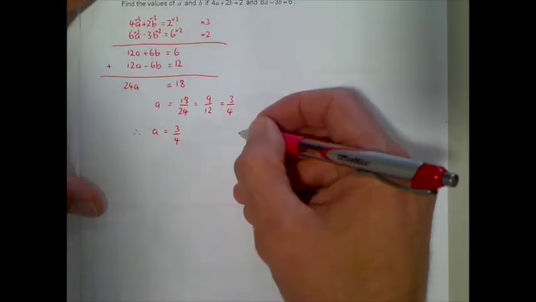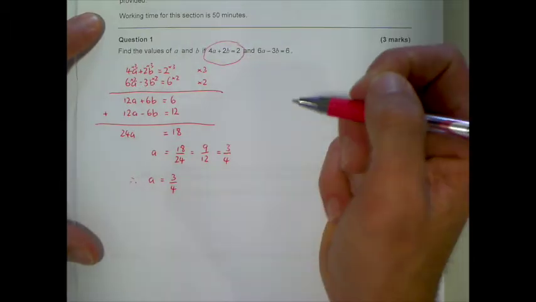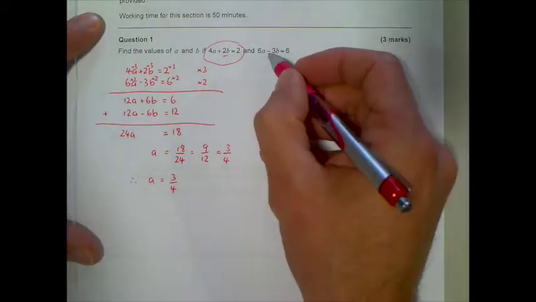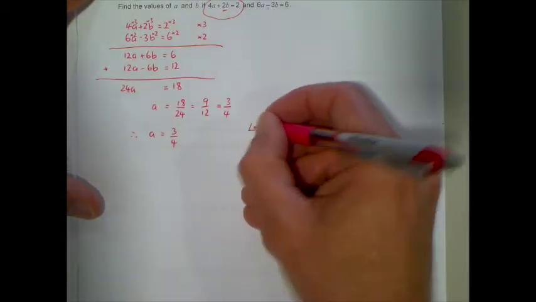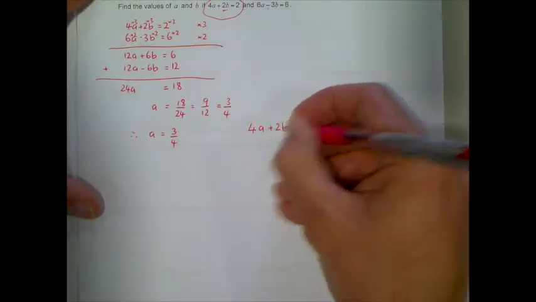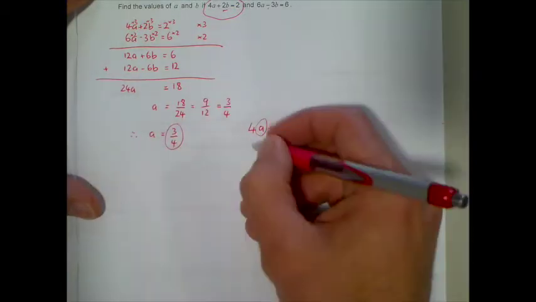Alright, so now that we know a, all you've got to do is substitute it into one of the equations above and we find b. So I like this equation because to find b we're only dealing with 2b, whereas this one here is negative 3b. Right, so let's substitute a into our equation 4a plus 2b equals 2. So replace the a with the 3/4.